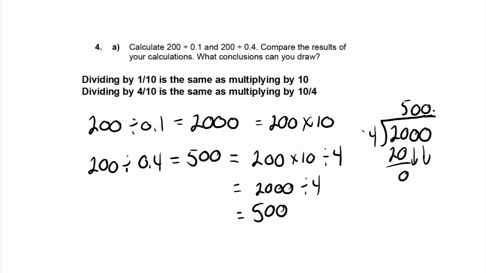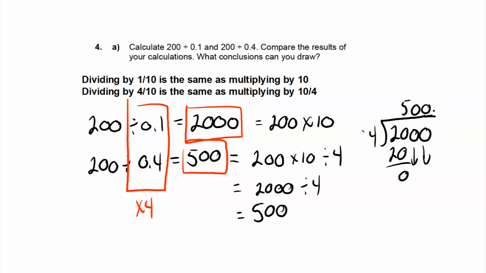Now the important thing to note here is that we went from 0.1 to 0.4. That's a multiple of 4. So we're dividing by something that was 4 times as big. The result in our answer is that it got to be 1/4 the size, or 4 times smaller. So it went from 2,000 to 500, so effectively, while this side was getting multiplied by 4, this other side was getting divided by 4. So if you divide by something that's 4 times bigger, the result you'll get is 4 times smaller.